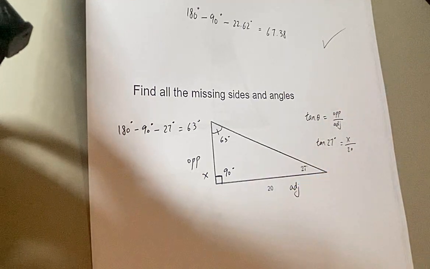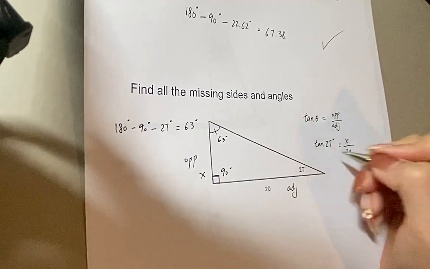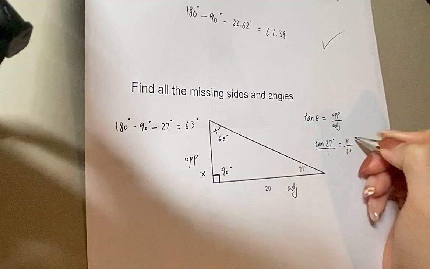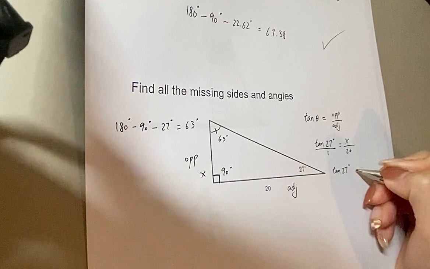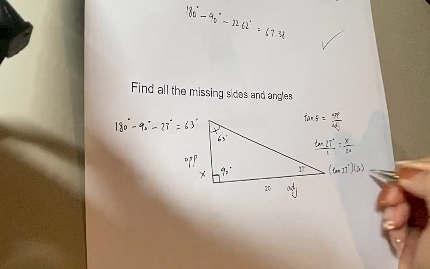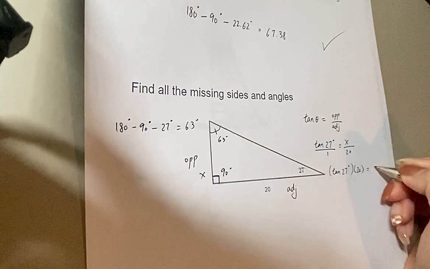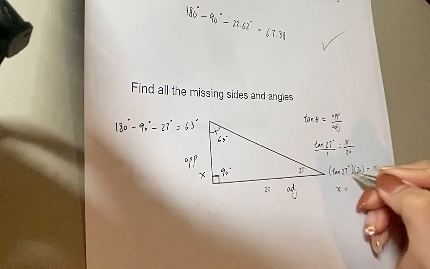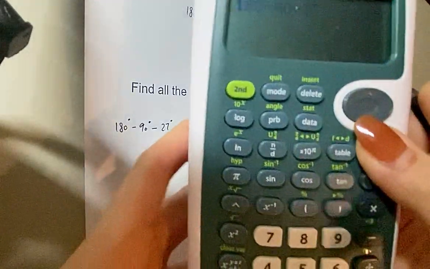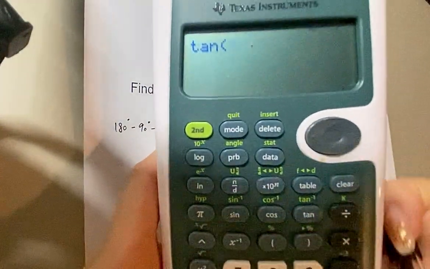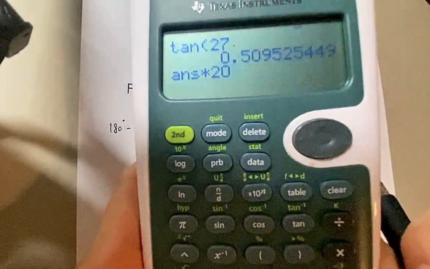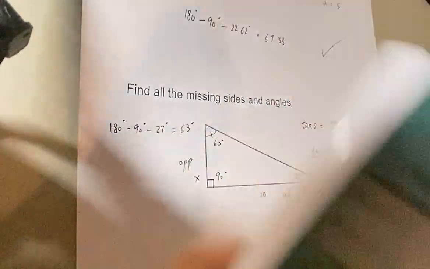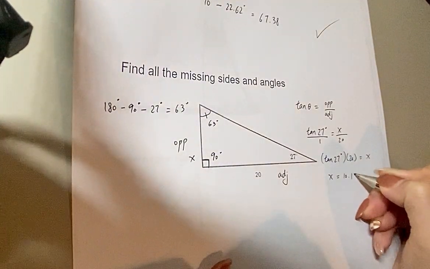And if we want to set it up, we can set it up as over 1, and then we can cross multiply. So it would be tangent of 27 degrees, in parentheses, times 20 equals 1 times x, which is x. So x would be tangent of 27 times 20, which we can put into the calculator. It would be tangent 27, equal to this number, and then we times 20. Times 20 equals 10.19. So we find that that side equals 10.19.